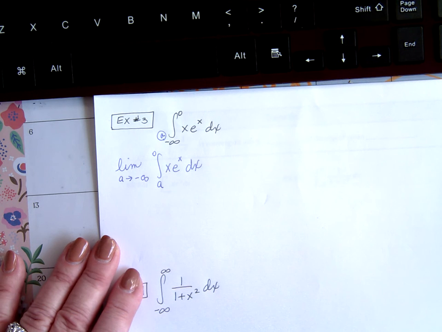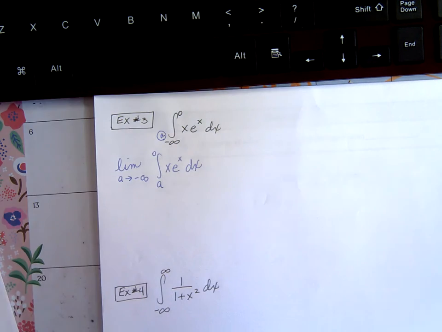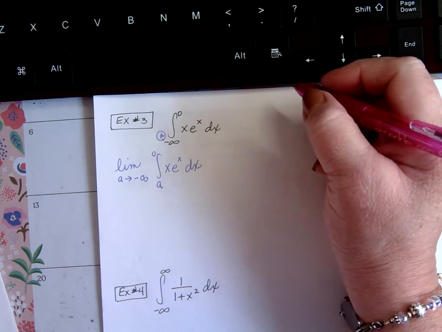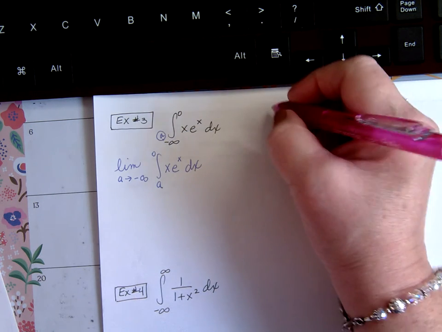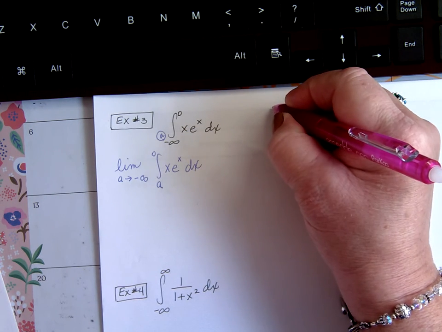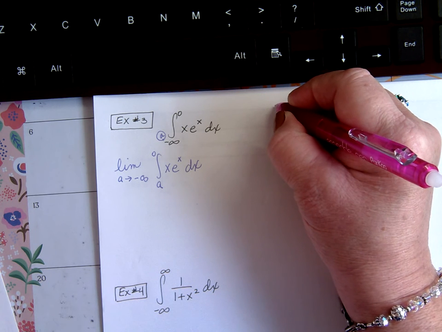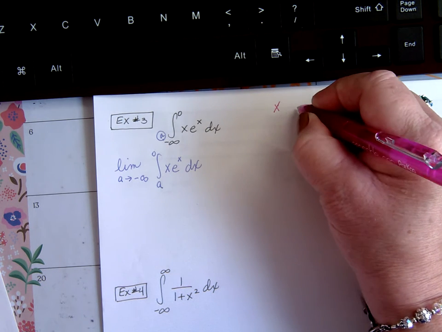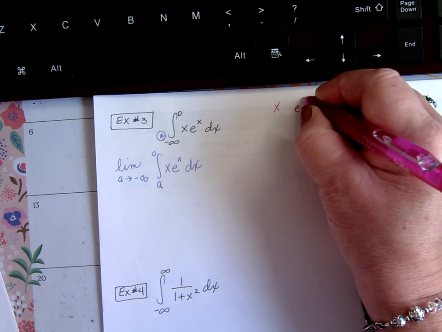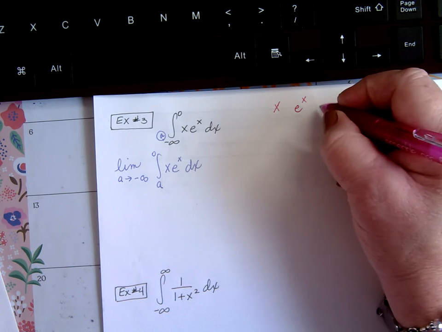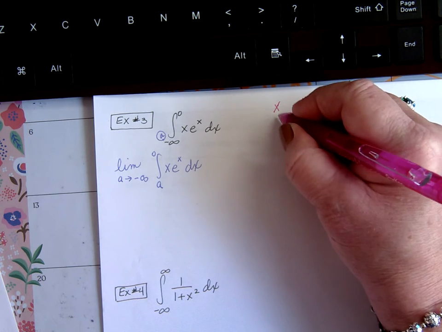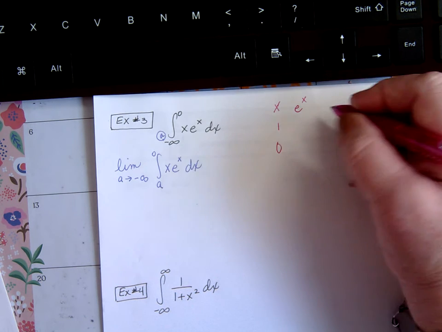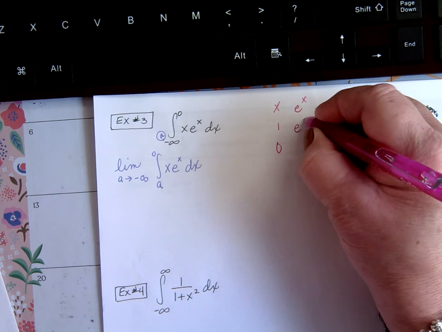That's exactly a tabular. Tabular would be your easiest way to integrate this one. You could use a u-substitution probably on it too, but I like the tabular idea, so I'm going to come over here to the right a little bit, knowing that I have to integrate, and I'm going to have one piece as my x, and then the second piece is my e to the x. And then I have the plus or minus 1s, which we'll come to in a second. So the derivative of x is 1, the derivative of 1 is 0, the derivative of e to the x is e to the x, right?